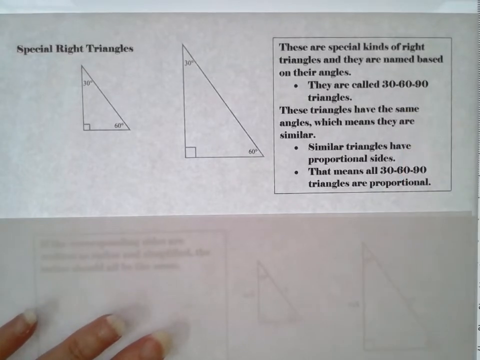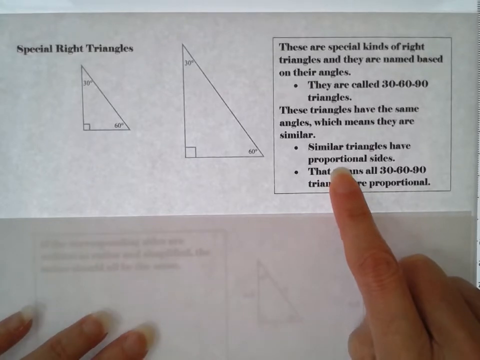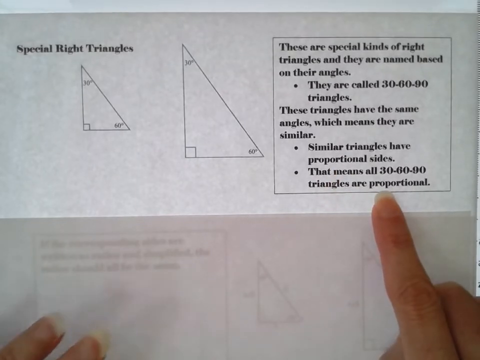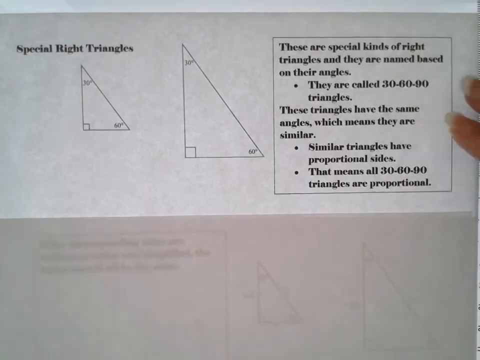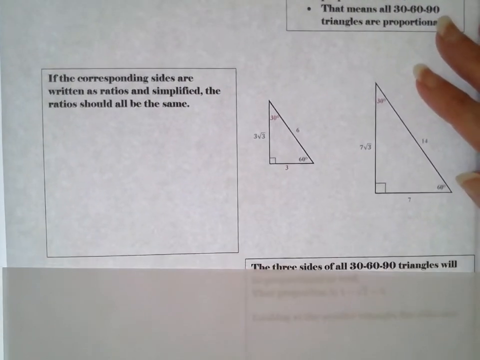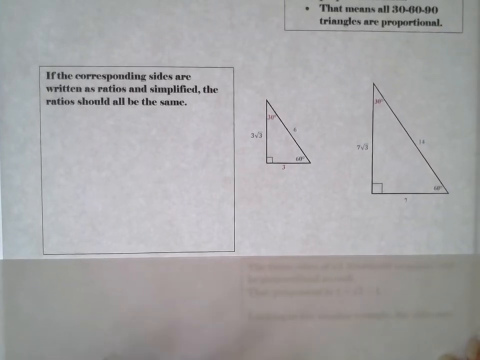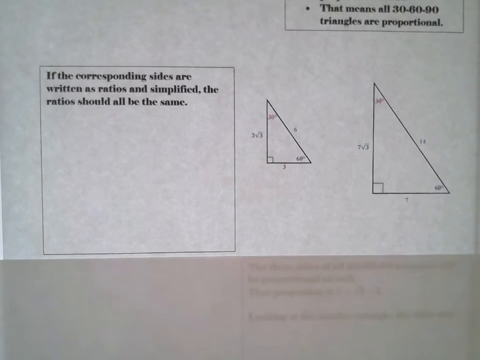Now because the triangles are similar, that means the sides are all proportional. But it also tells us that all 30, 60, 90 triangles have to be proportional. So if we have our triangles and we have some sides involved, we know that the corresponding sides, if we simplify them, should be the same fraction for when we match up any two sides.